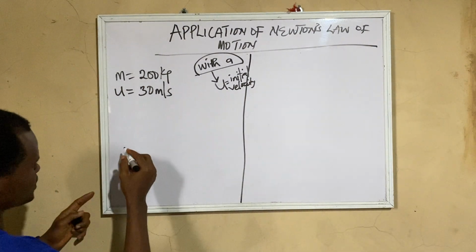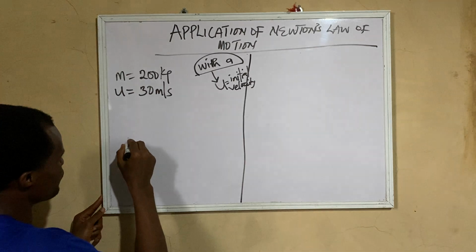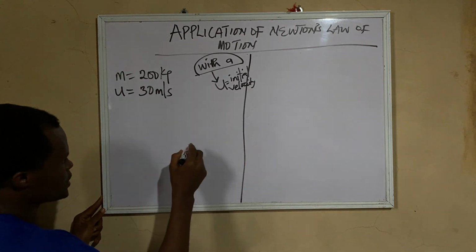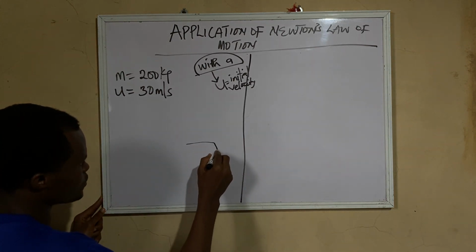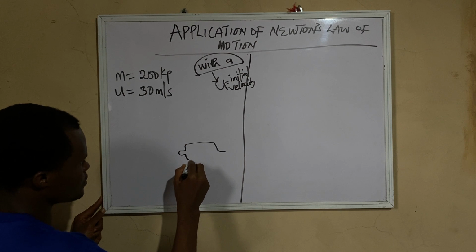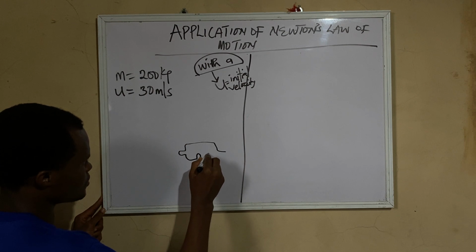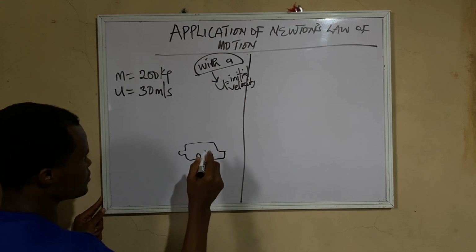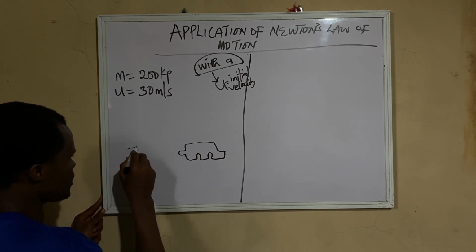Now let's look at the concept. We have, this is a car. Let's assume this is a car. Now this is another car.